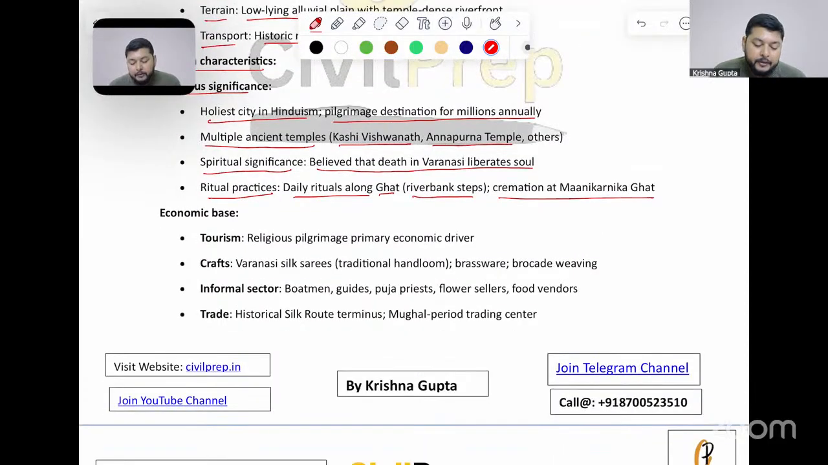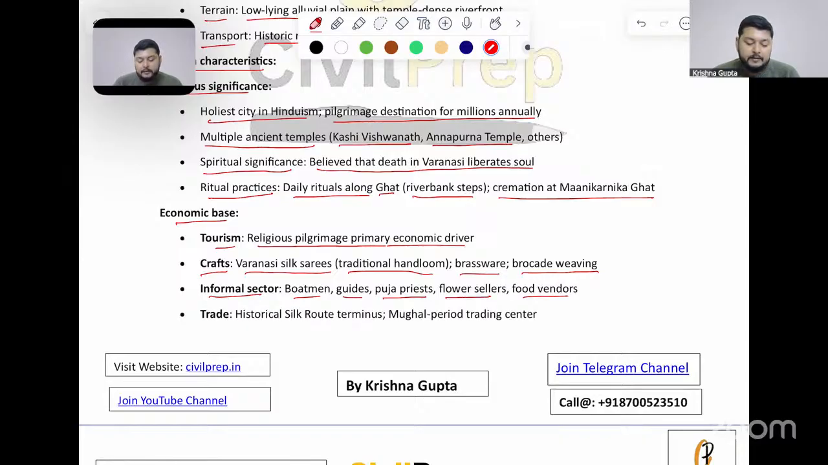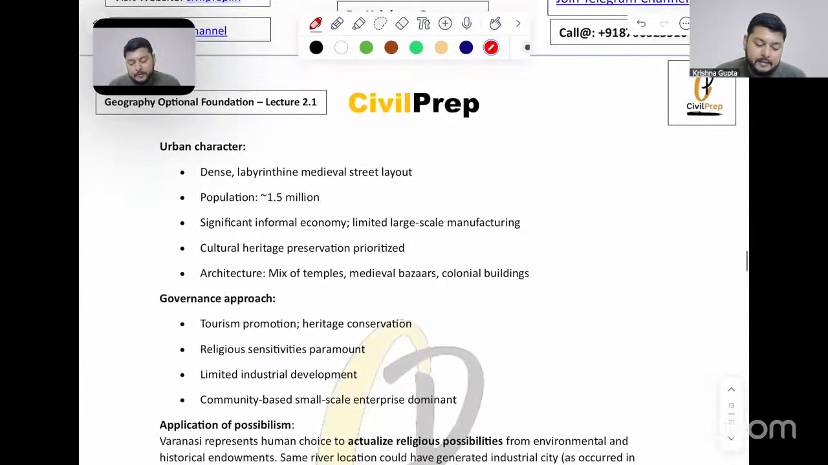When we talk about the economic base, tourism and religious pilgrimage are the primary economic drivers. Crafts: the Varanasi silk sari is an economic activity. Traditional handloom, brassware, and brocade weaving. Informal sector: boatmen, guides, puja priests, flower sellers, food vendors. Trade: historical silk route terminus, and a Mughal period trading center is also present here.